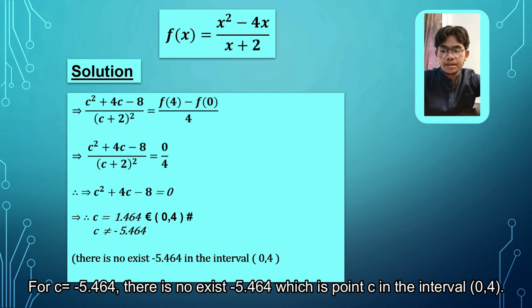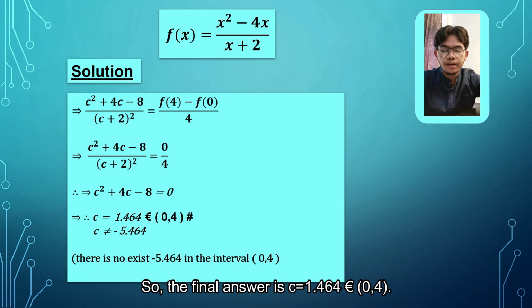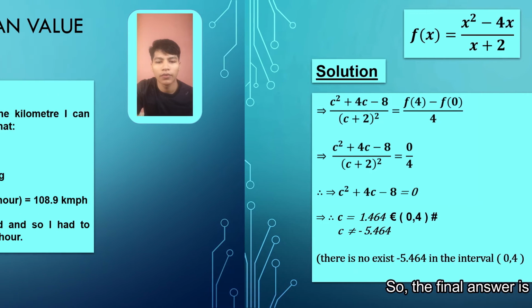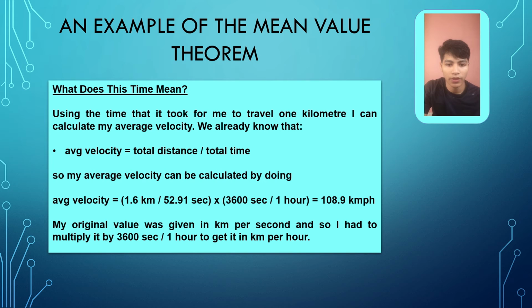For c minus negative 5.464, there is no such c, since negative 5.464 is not a point in the interval 0, 4. So the final answer is c equal to 1.464 in the interval 0, 4. Okay, in this video, I'm going to tell you an example of the mean value theorem.